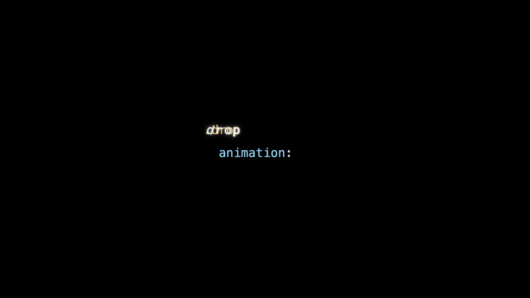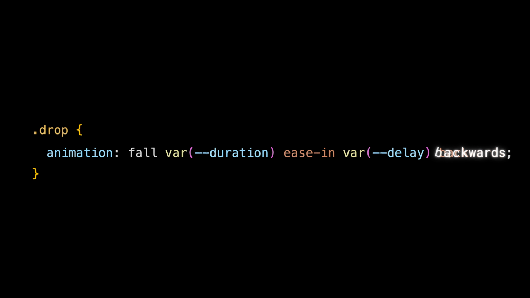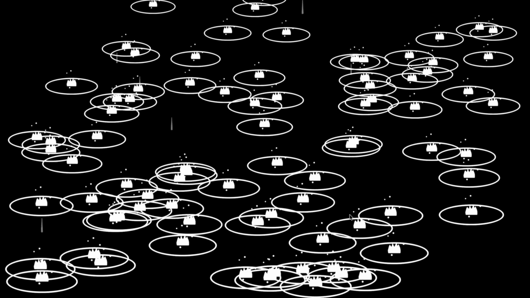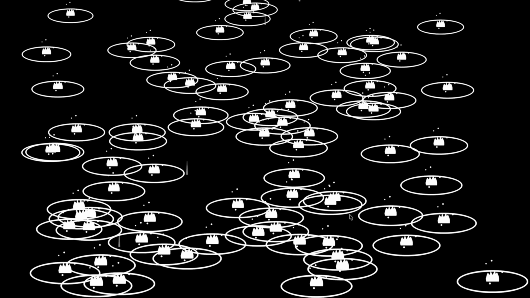Lastly, apply the animation to the drop with the duration and delay, and make sure to set animation-fill-mode to backwards, so during the delay, the drop is already translated above the screen, preventing any unwanted flickers. The drop animation looks good.